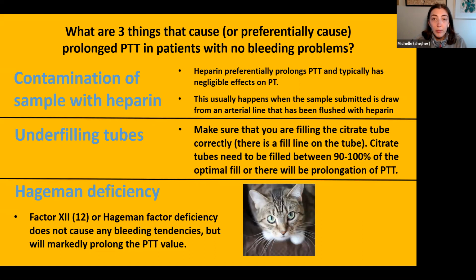So typically we'll turn away an underfilled sample. In bigger diagnostic labs, we'll often just run it anyway and charge you for it and tell you that it was underfilled, and it will artificially prolong the results. So just be aware of that. And then in cats, Hageman deficiency is a factor 12 deficiency. It doesn't cause any bleeding, but it will markedly prolong the PTT. So that's something to consider if it's a cat.